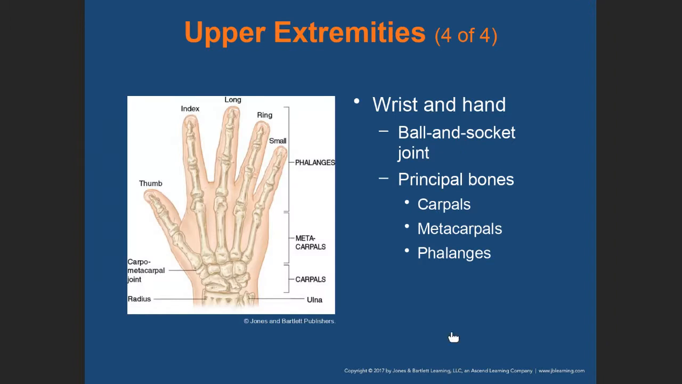Now let's look at the wrist and hand. Ball and socket joint for the wrist. The principal bones within this area are the carpals, which are the bones that form the wrist area. Then you have the metacarpals, which make up the palm area or hand. And then you have the phalanges, which are the fingers.